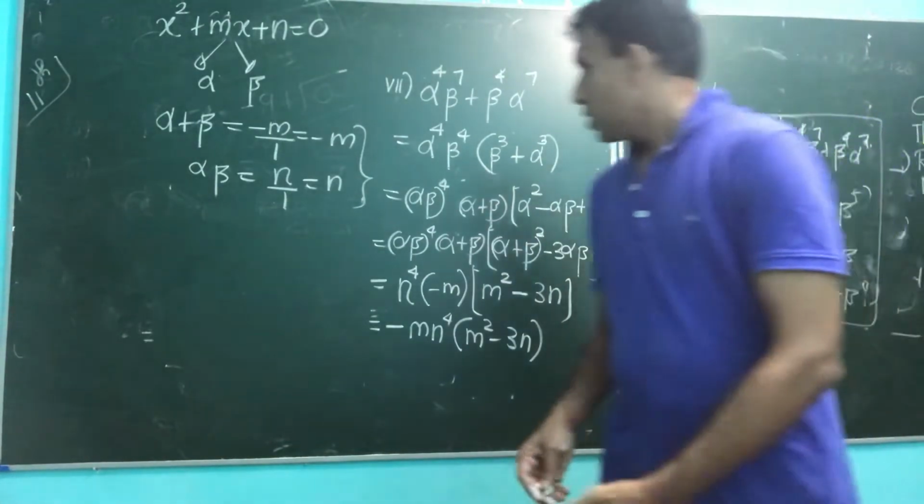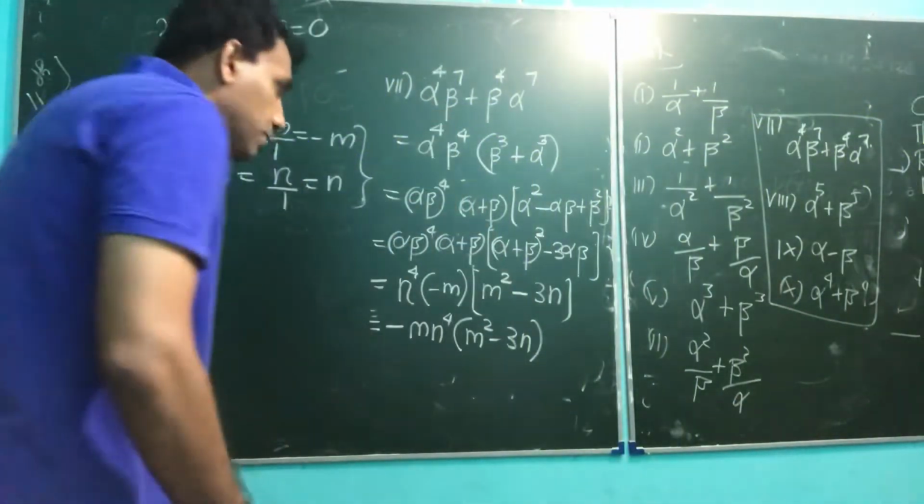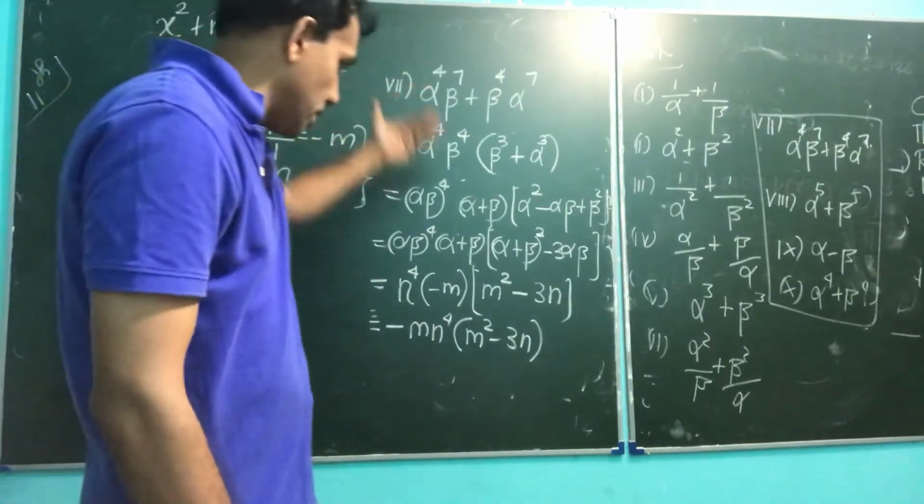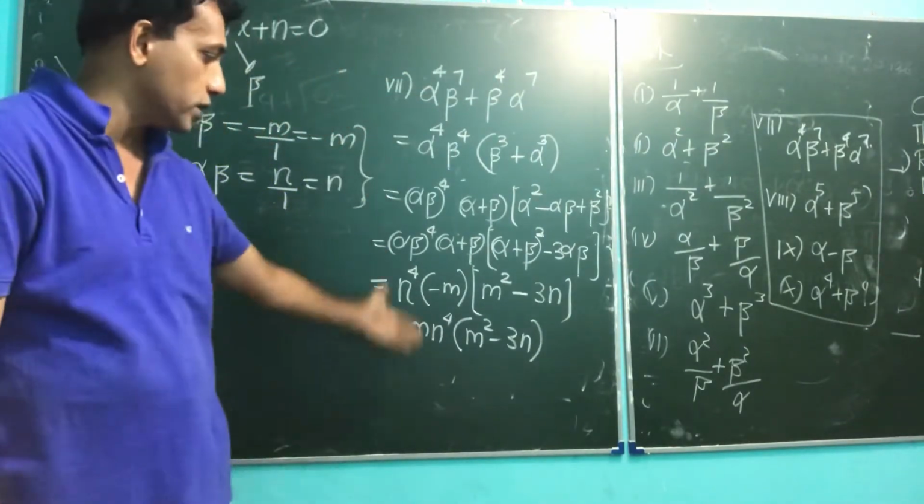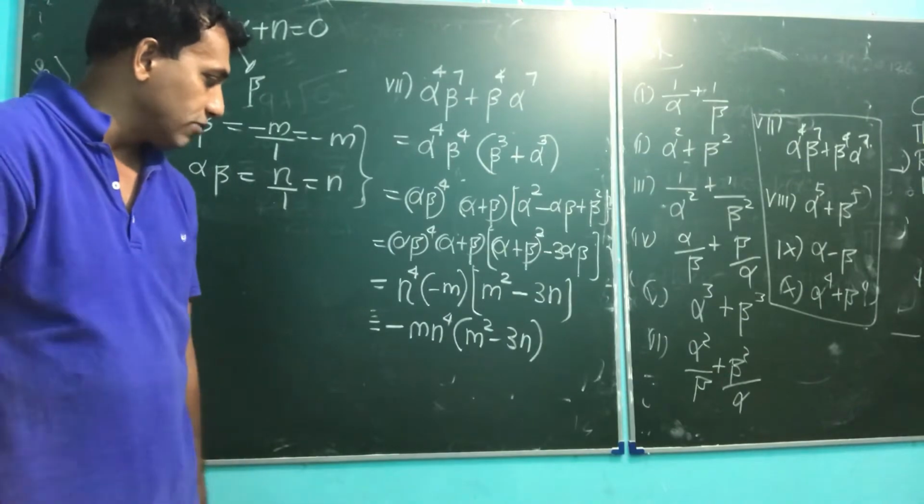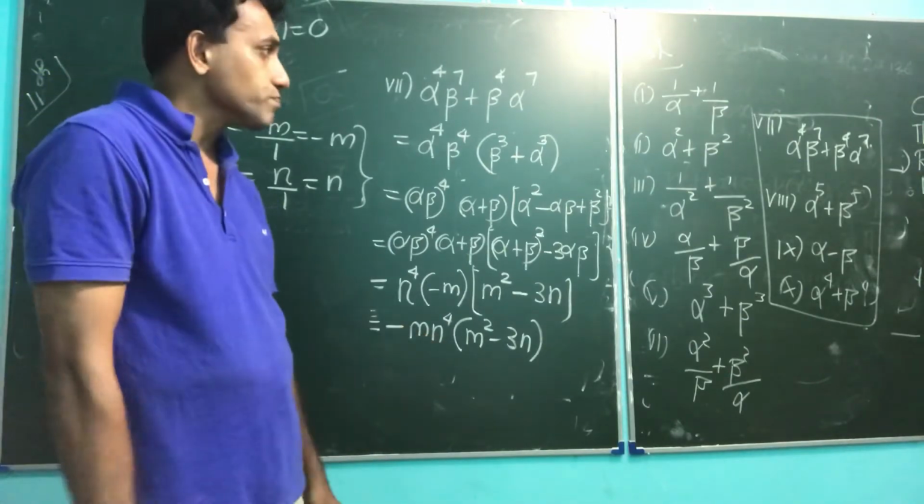So this morning, if you worked on it, check your answer. Minus m n to the power 4 times m square minus 3n is the answer.